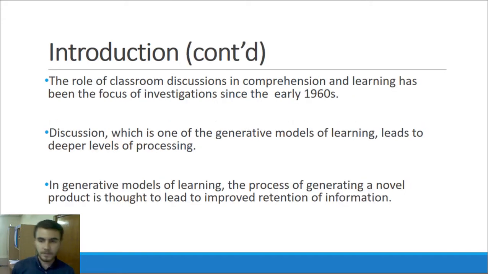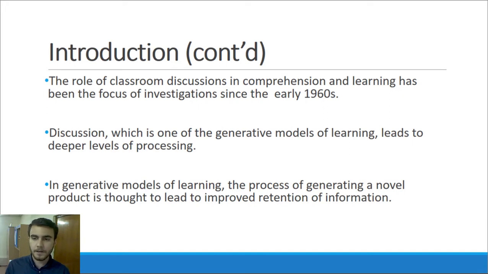The role of classroom discussions in comprehension and learning has been the focus of investigations since the early 1960s. So this is where the actual research on this specific topic started. A term you need to know here is called generative models of learning. This is a theoretical model of learning that says that the process of generating a novel product is thought to lead to improved retention of information.